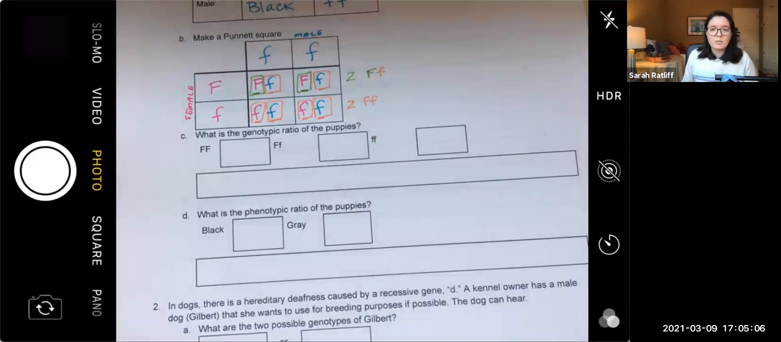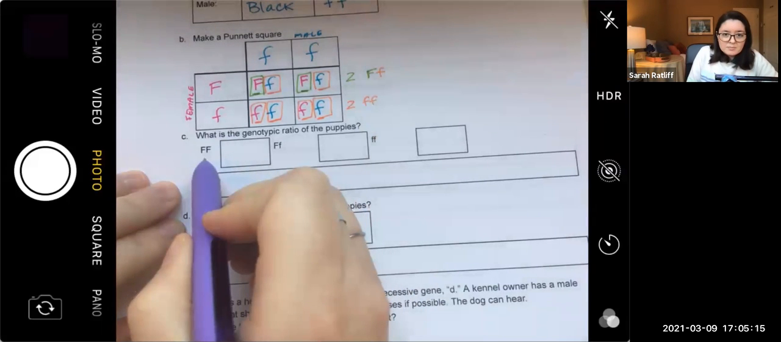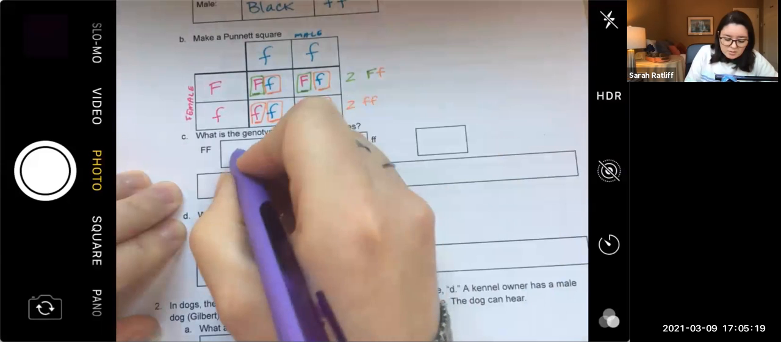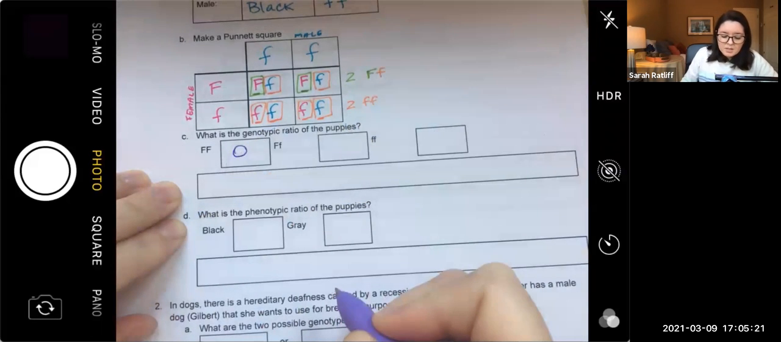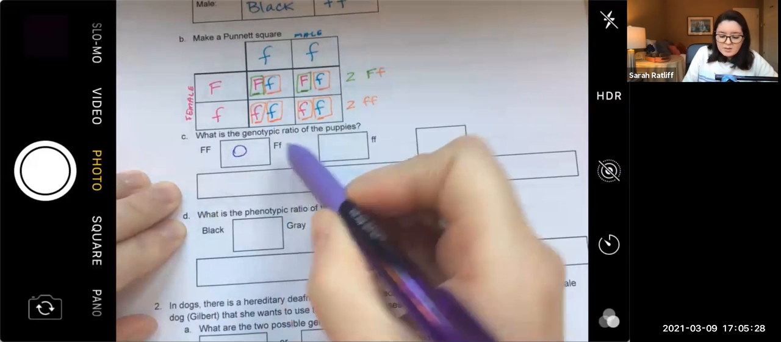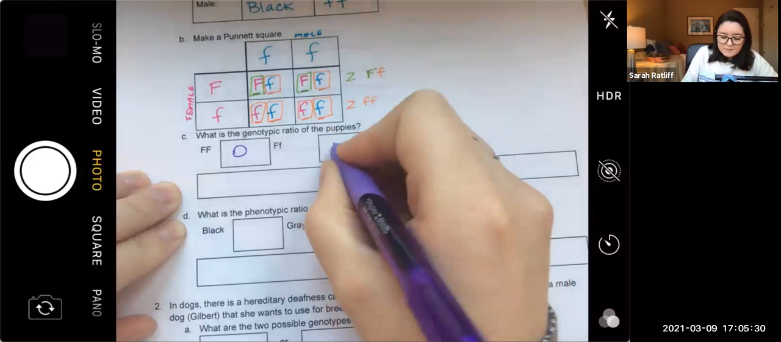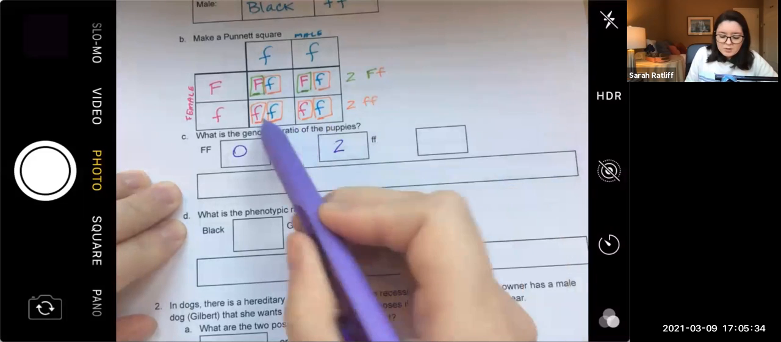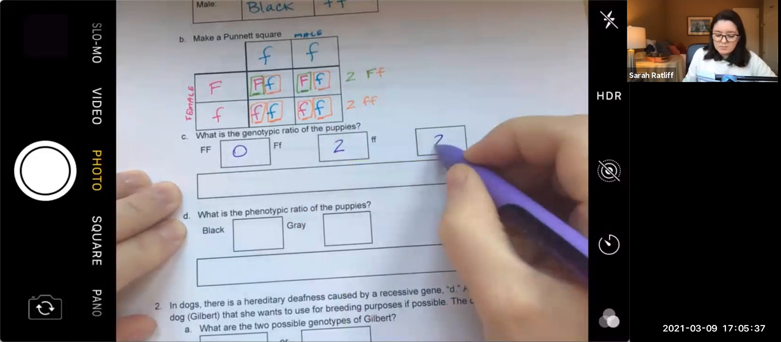So what does our genotypic ratio look like? Well, do we have any of these? Let me change my color again. Do we have any of these big F, big Fs? We don't. So there will be 0 of those. Awesome. Now we have two of our heterozygotes. So this is big F, little f. And we have two big F, little f's. And lastly here are little f, little f. We have two of those as well.